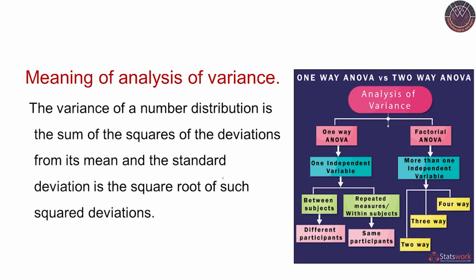The variance of a distribution is the sum of the squares of the deviations from its mean, and the standard deviation is the square root of that. Standard deviation you already know; basically we are using the variance method. Standard deviation and variance are used whenever you are calculating analysis of variance.